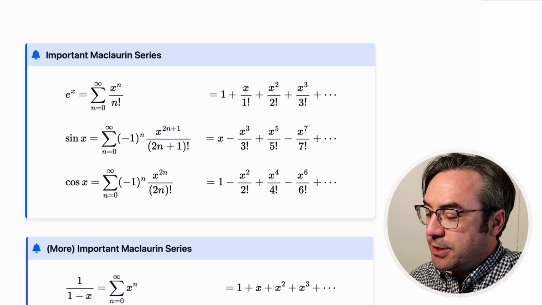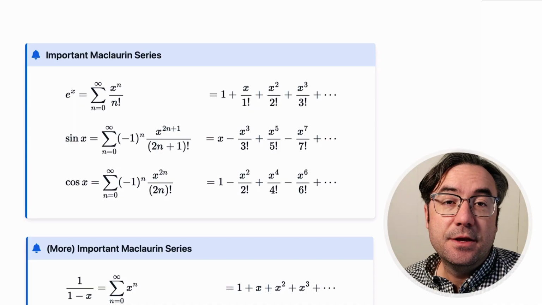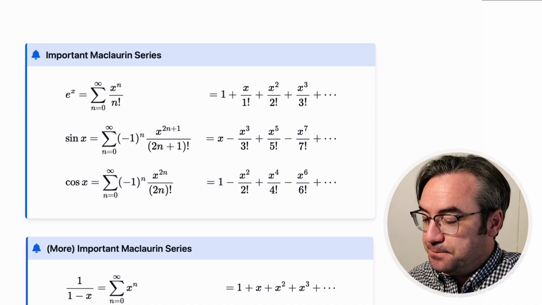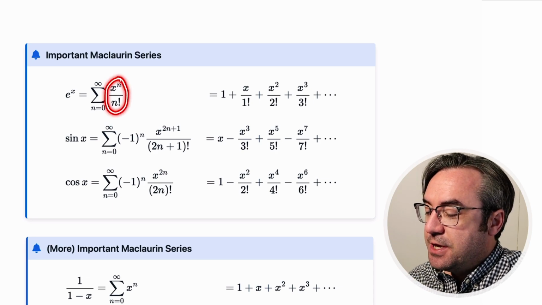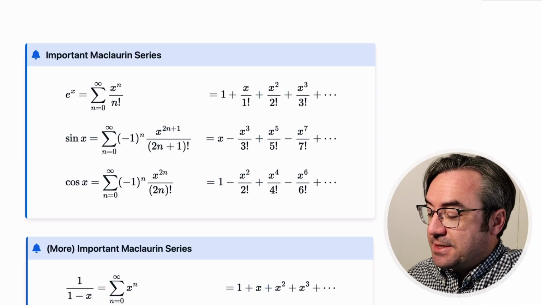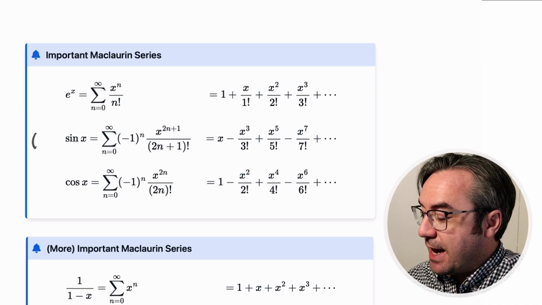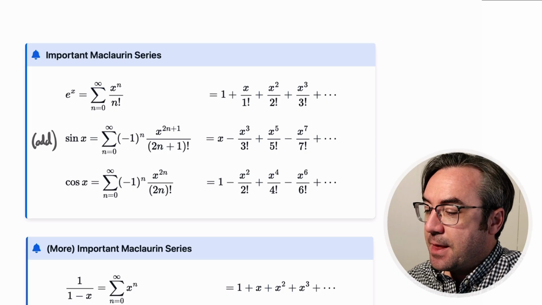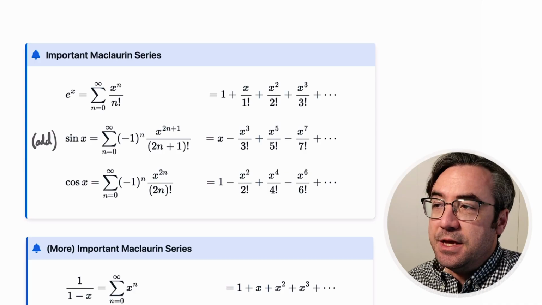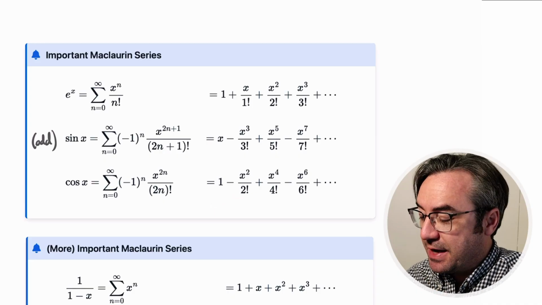In the previous section, we actually went through and constructed the Maclaurin series for the exponential and sine. So the exponential, this is the one that has x to the power n over n factorial. Sine of x has just the alternating odd powers of x. And what we're going to see is that cosine has all of the alternating even powers of x.